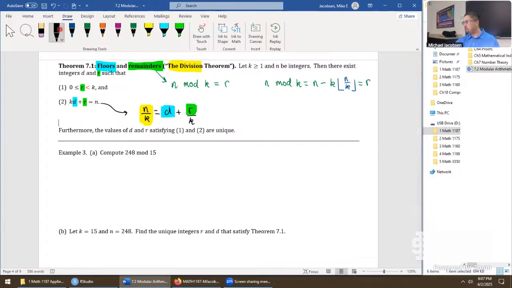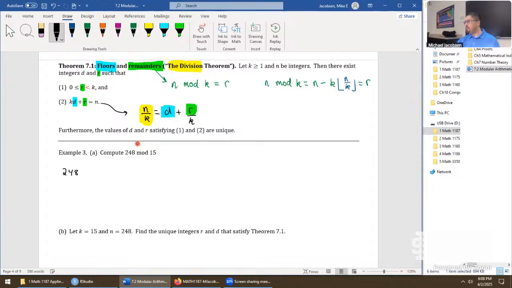So next, we'll just practice using this division theorem. We'll compute 248 mod 15. Then back over here, we're going to redefine k as 15 and n as 248. Same stuff we see right here, but then fit it back into the division theorem. So this is just an example of helping us work with that theorem, getting it in our mind. Let's start off with 248 mod 15.